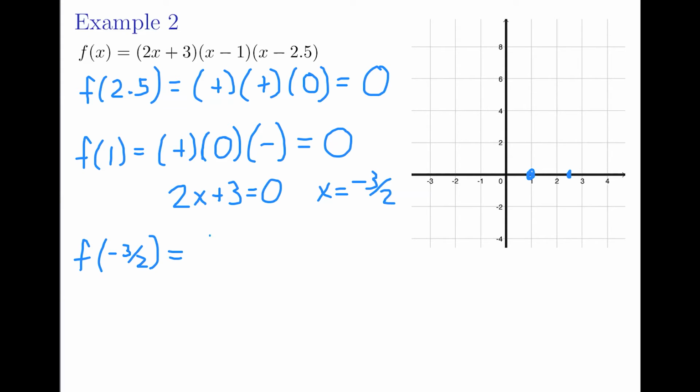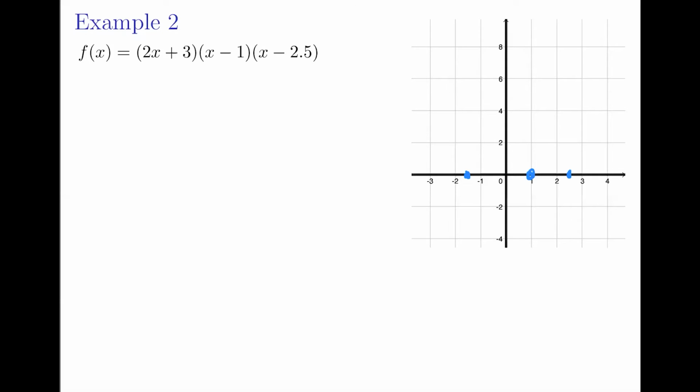Well, that first factor, if we want to, we kind of know what's going to happen, but we can actually go through the details. 2 times minus 3 halves is minus 3. Then we add 3. That gives us 0. And then we have some negative number and some other negative number. And so this becomes 0. So the point is, we have yet another x-intercept right there.